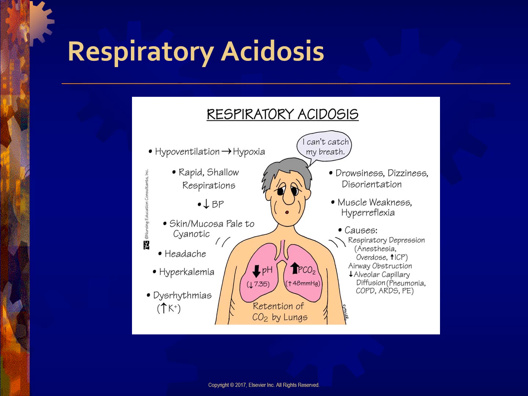Some of the causes of respiratory acidosis are respiratory depression related to anesthesia, drug overdoses, increased intracranial pressure, an airway obstruction, and decreased alveolar capillary diffusion, which you would see in pneumonia and COPD, acute respiratory distress syndrome, and pulmonary embolisms.